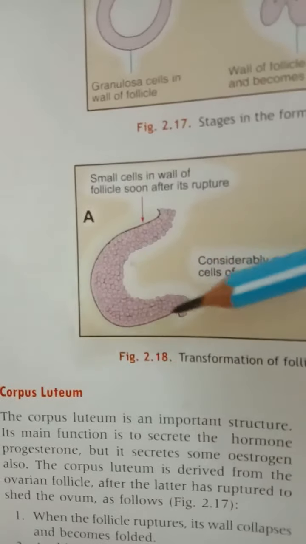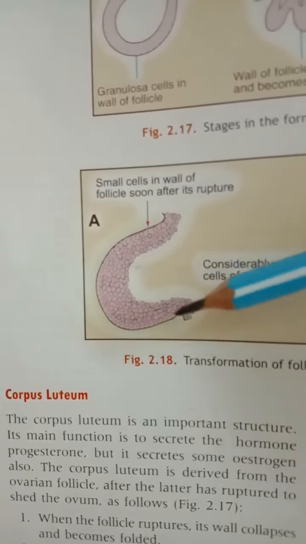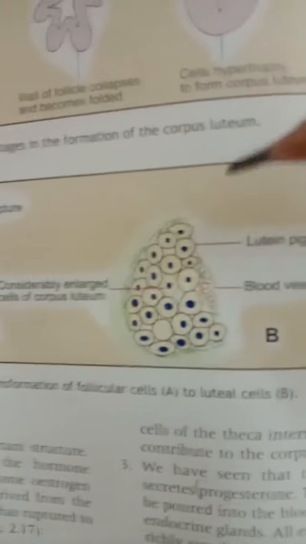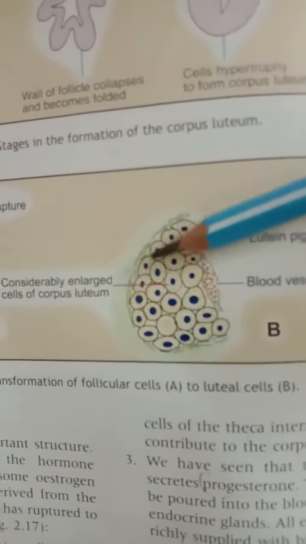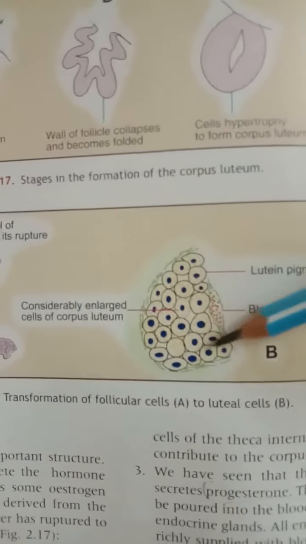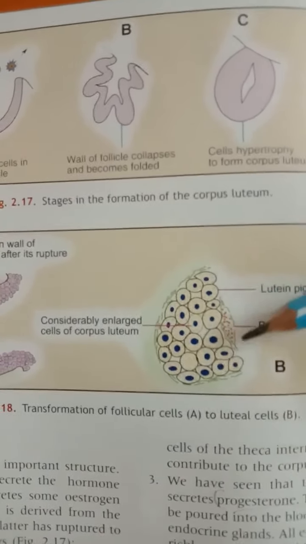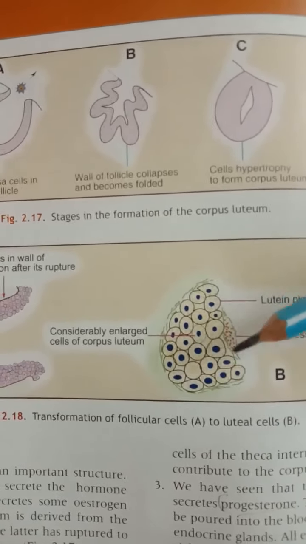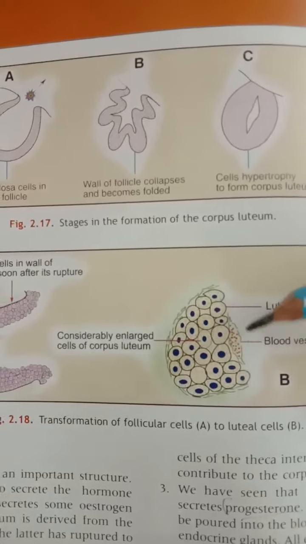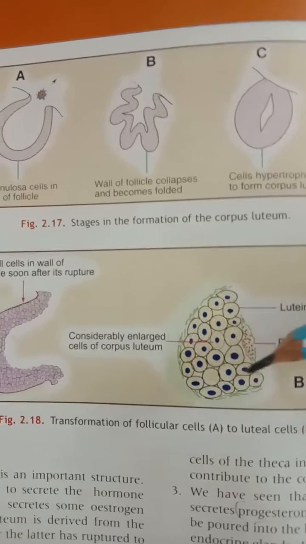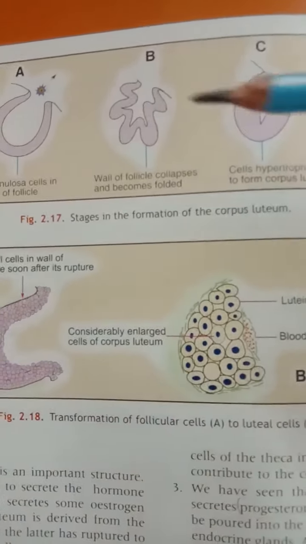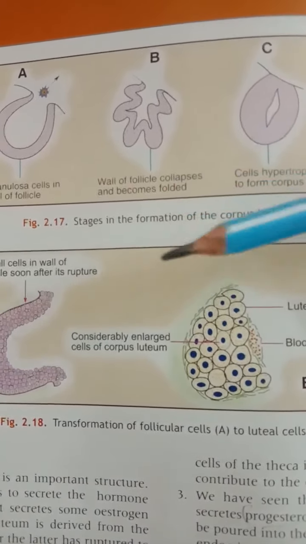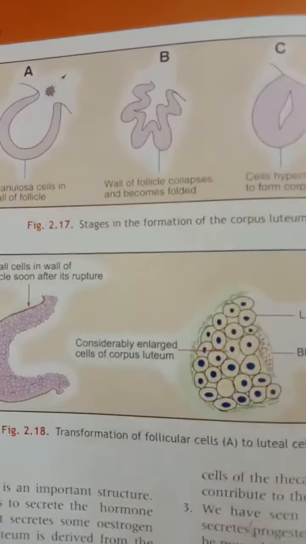The cytoplasm becomes filled with a yellow pigment called lutein, and the cells are now called luteal cells. So here you can see the yellow pigment is present. The presence of the yellow pigment gives the structure its yellow color. So it is called the corpus luteum, meaning the yellow body.